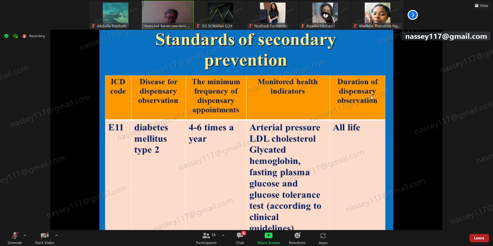For persons with diabetes mellitus type 2, more often. Frequency of examinations is 4 to 6 times per year. We should control for them arterial blood pressure, LDL level, glycated hemoglobin, fasting plasma glucose, and glucose tolerance tests, all further life.